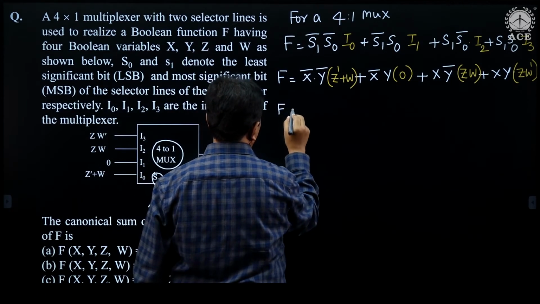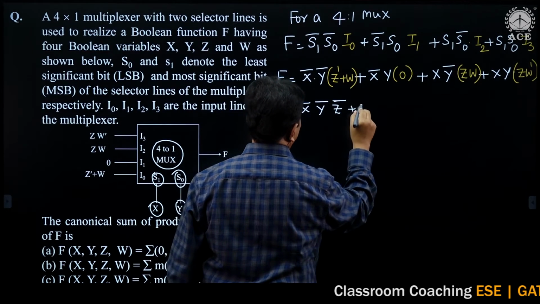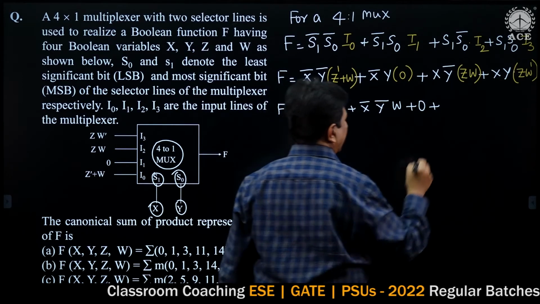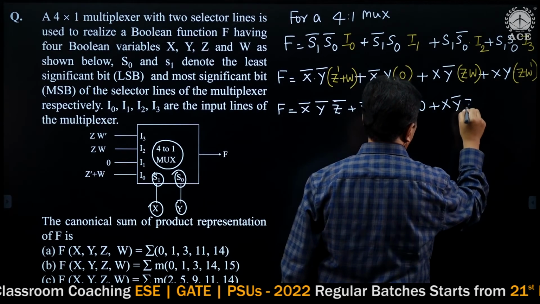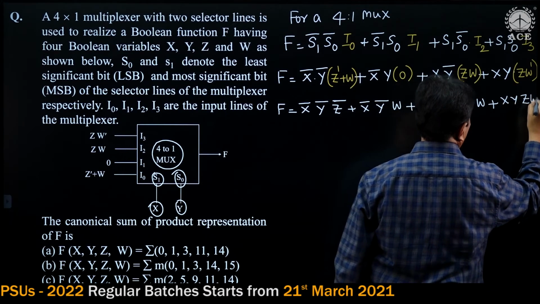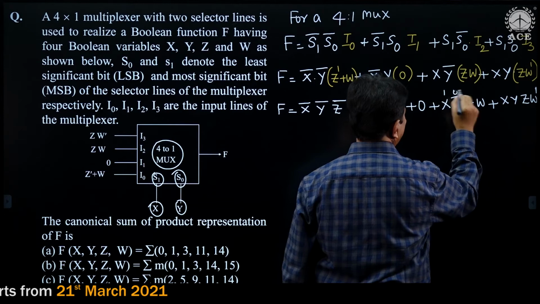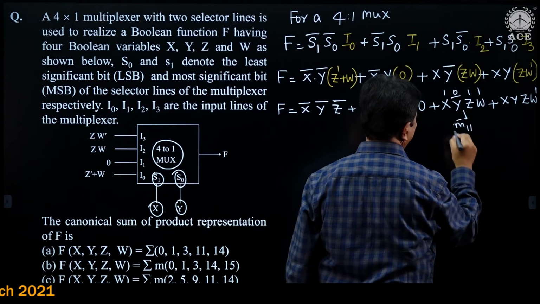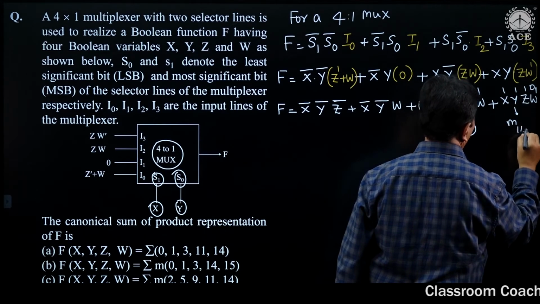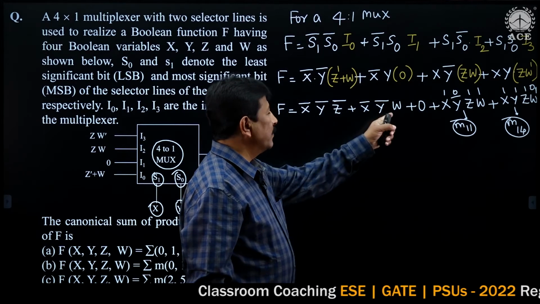So f is equal to x bar, y bar, z bar, plus x bar, y bar, w plus 0. And this one is x, y bar, z, w. And this one x, y, z, w bar. That's it. You can see this one is already a minterm 1011. This is minterm number 11. This is also a minterm 1110. That is minterm number 14. So this I need not further expand it. So then these two terms I have to convert into minterms.